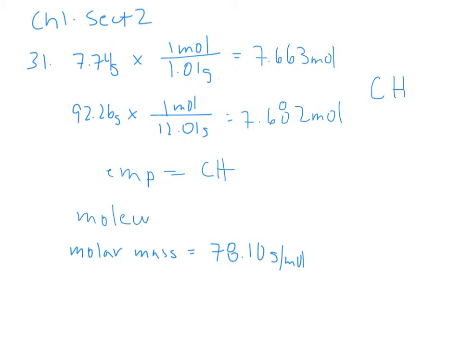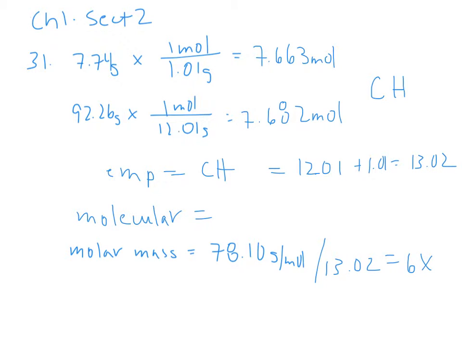Well, that's actually the easy step if you don't remember these, because CH would give me a molar mass of 12.01 plus the 1.01, or 13.02, and this is obviously much heavier than that, so I take the 78.10, divide by the 13.02, and I'm going to get a number very close to 6, 5.998, which statistically is 6. So my molecular formula is going to be 6 times the empirical formula, or C6H6.